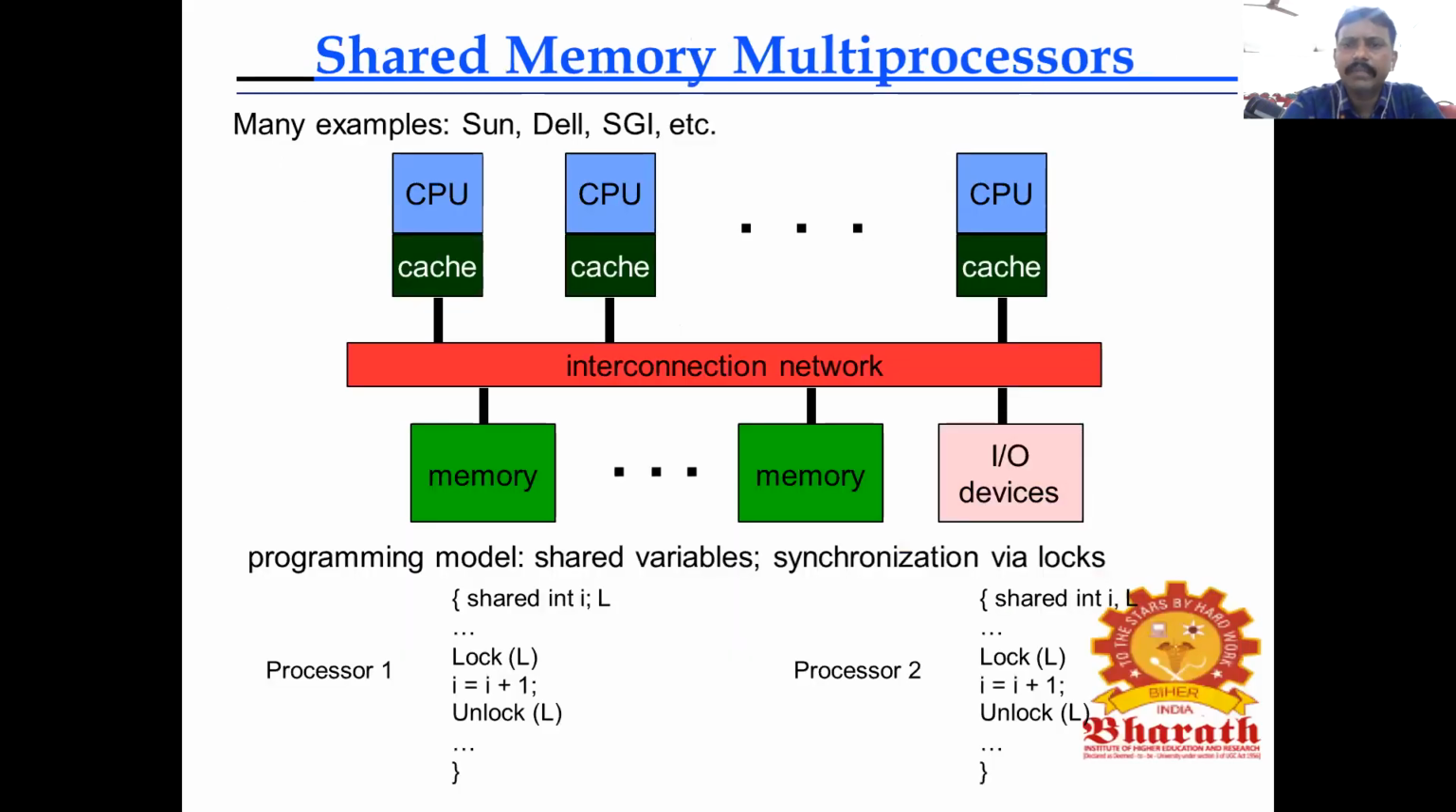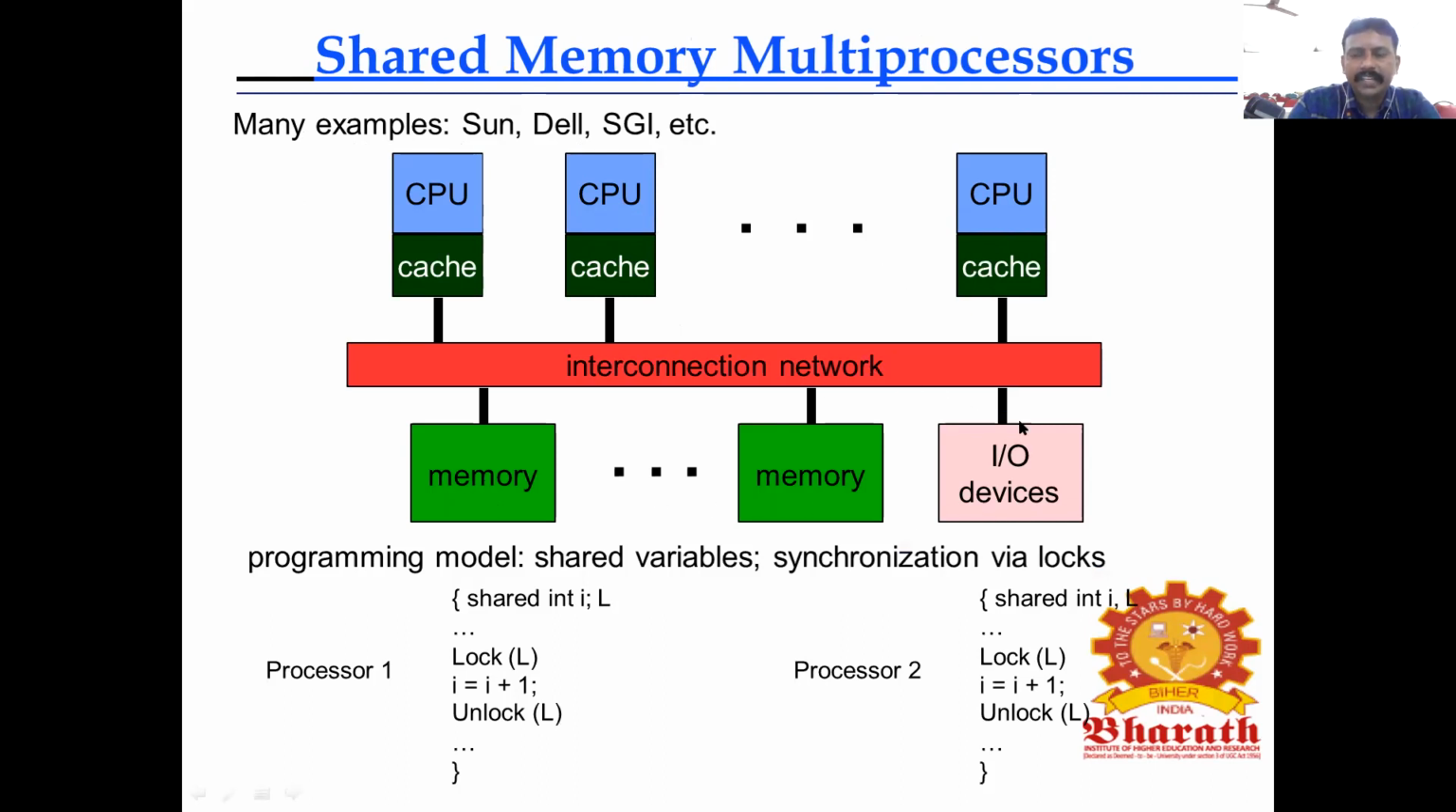And also the shared memory multiprocessor: there are many examples, such as Sun, Dell, SGI, and so on. Nowadays we have many companies. A number of CPUs are connected within the system through an interconnection network.